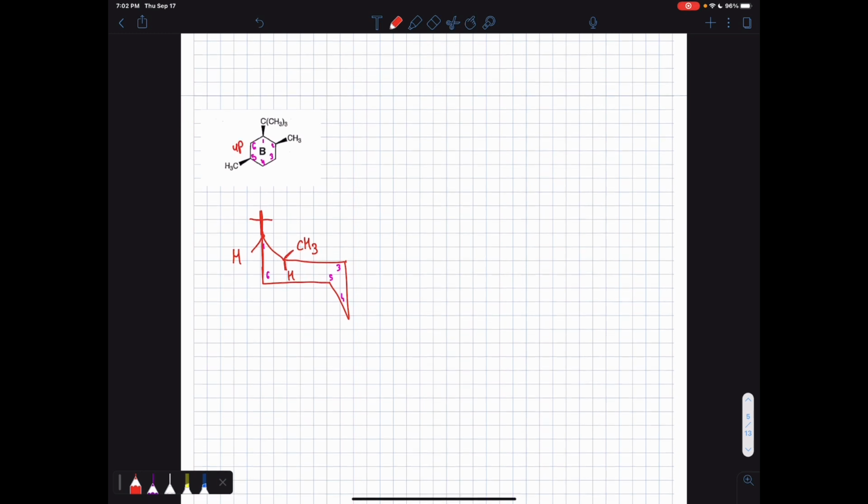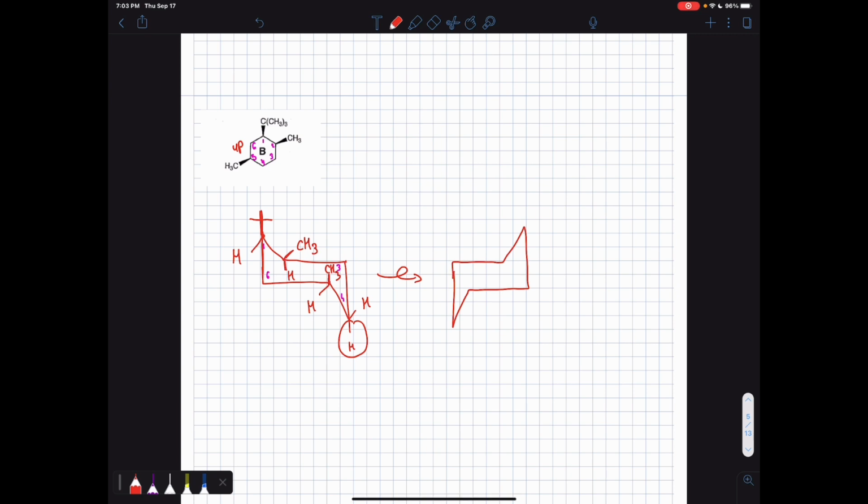So on carbon number 5, right here, we know here that the hydrogen is going to be pointing like that, and then this. So whatever here is pointing down is going to be axial. Here, whatever is pointing up is going to be axial. So the CH3 is like that, and then you have a hydrogen. Now, if we flip this around, we're going to be looking at that.